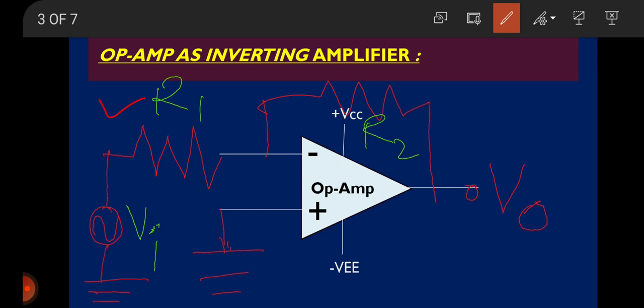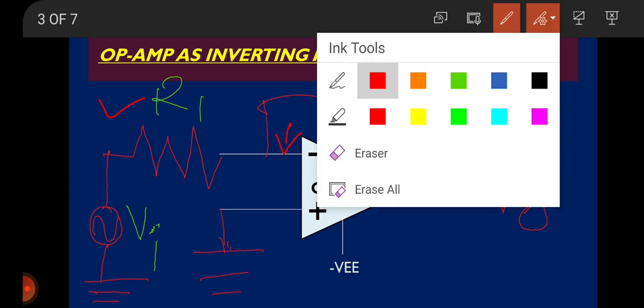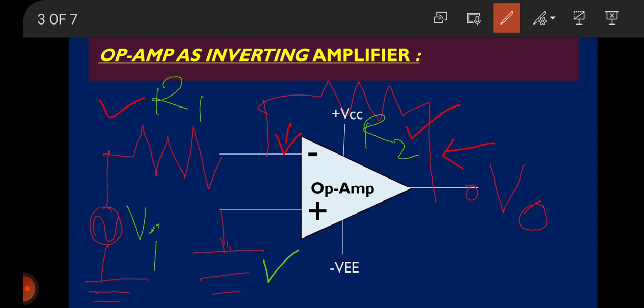The other resistor R2 is connected between the output and inverting terminal. This is resistance R2, which is connected to the output here and the inverting terminal of the opamp. This R2 resistance is called feedback resistance. As we know, feedback from output to the input introduces a negative feedback. The non-inverting terminal of the opamp is connected to the ground. See, ground is connected.